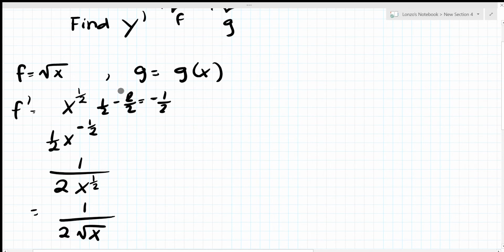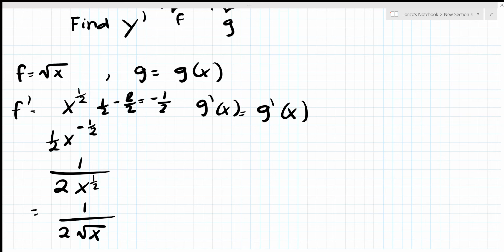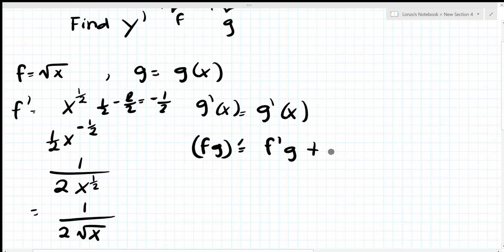Now this is our g, which equals g of x. Let's find g prime of x. G prime of x is just g prime of x. Don't be confused, it's just g prime of x. Now we just have to put it in the product rule formula, right? What's the product rule? It's f times g prime, plus f prime times g, or equivalently f prime of g plus g prime of f.